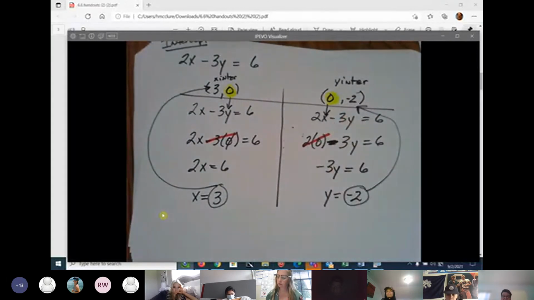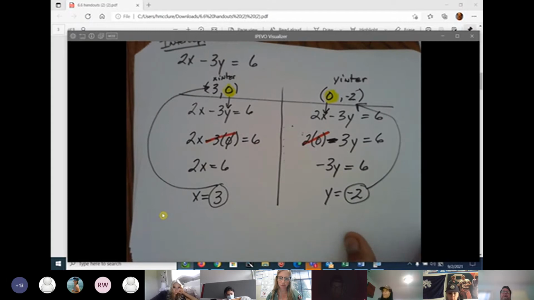And that's how you do the second method of graphing. Hopefully this is knocking some cobwebs loose, yes or no? Okay, good. Again, Mr. Turner, thank you for communicating.